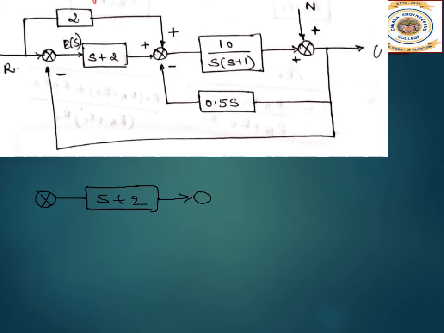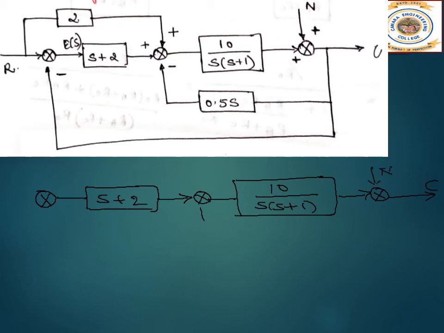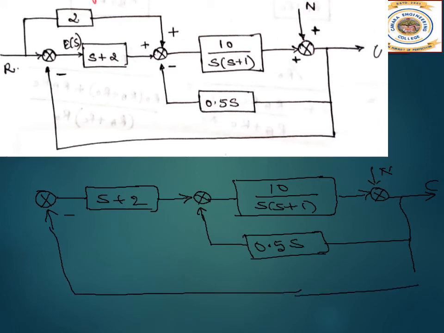And this summation point, as it is, 10 divided by S into S plus 1, and we have this input and the C, this is N, so that we need, and this is 0.5 S, and this is negative there, this is minus. Okay, now what is the need for that R, keeping that summation point? I'll explain now.